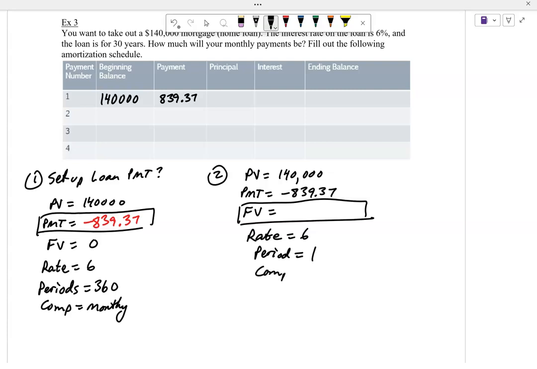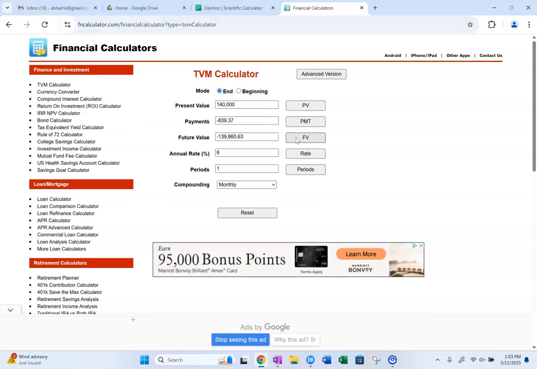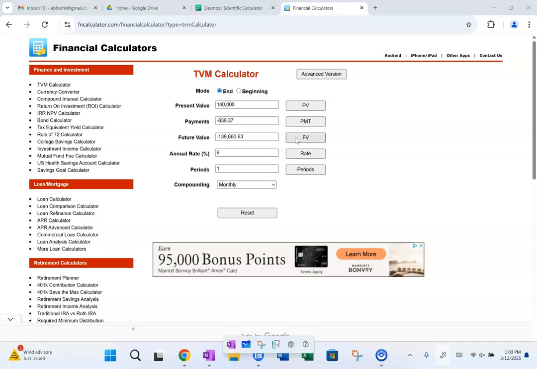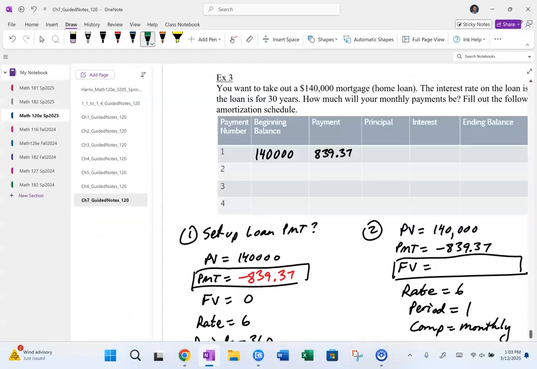And I am compounding monthly. So I changed my periods now to 1. I'm making one payment, and I click how much do I owe after I've paid $839.37 for my mortgage that month. It's $139,860.63. So I owe, what was that again?